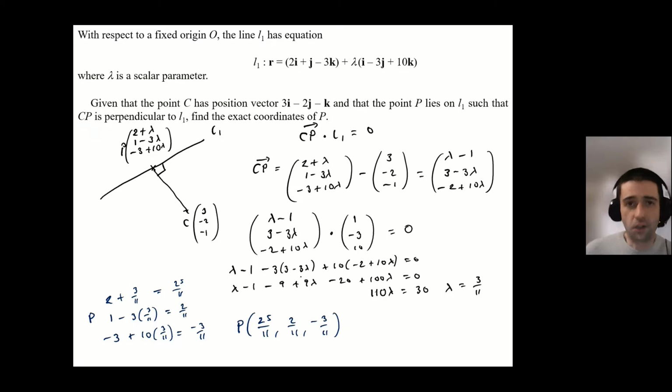Now, this is the kind of question that students mess up the whole time because rather than working out that vector C to P, they just use the position vector of P. We could do that in the previous one because it was relative to O. As soon as it's relative to a different vector, we've got to find that direction vector that takes us from C to P and dot that with the direction vector of L1. And then we come out with that rather beautiful solution.